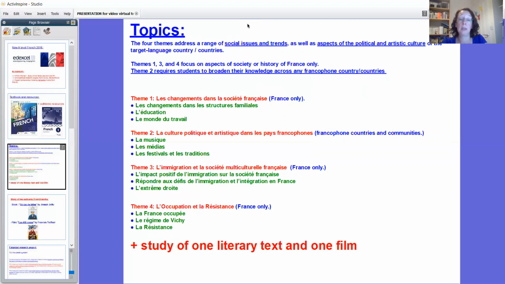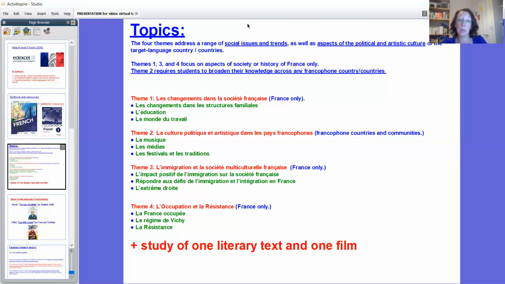So the first theme is mainly about family, education, and the world of work. The second theme, we will have music, media, festivals, traditions, customs, and things like that of all the French-speaking countries, not just France. The third theme is about immigration, positive aspects, negative aspects, and also the rise of the far right. And the fourth theme is a part of history of France that we study, the occupation, France during the German occupation in the Second World War. And it deals with occupied France, the regime of Vichy, the Vichy state, and the French resistance.